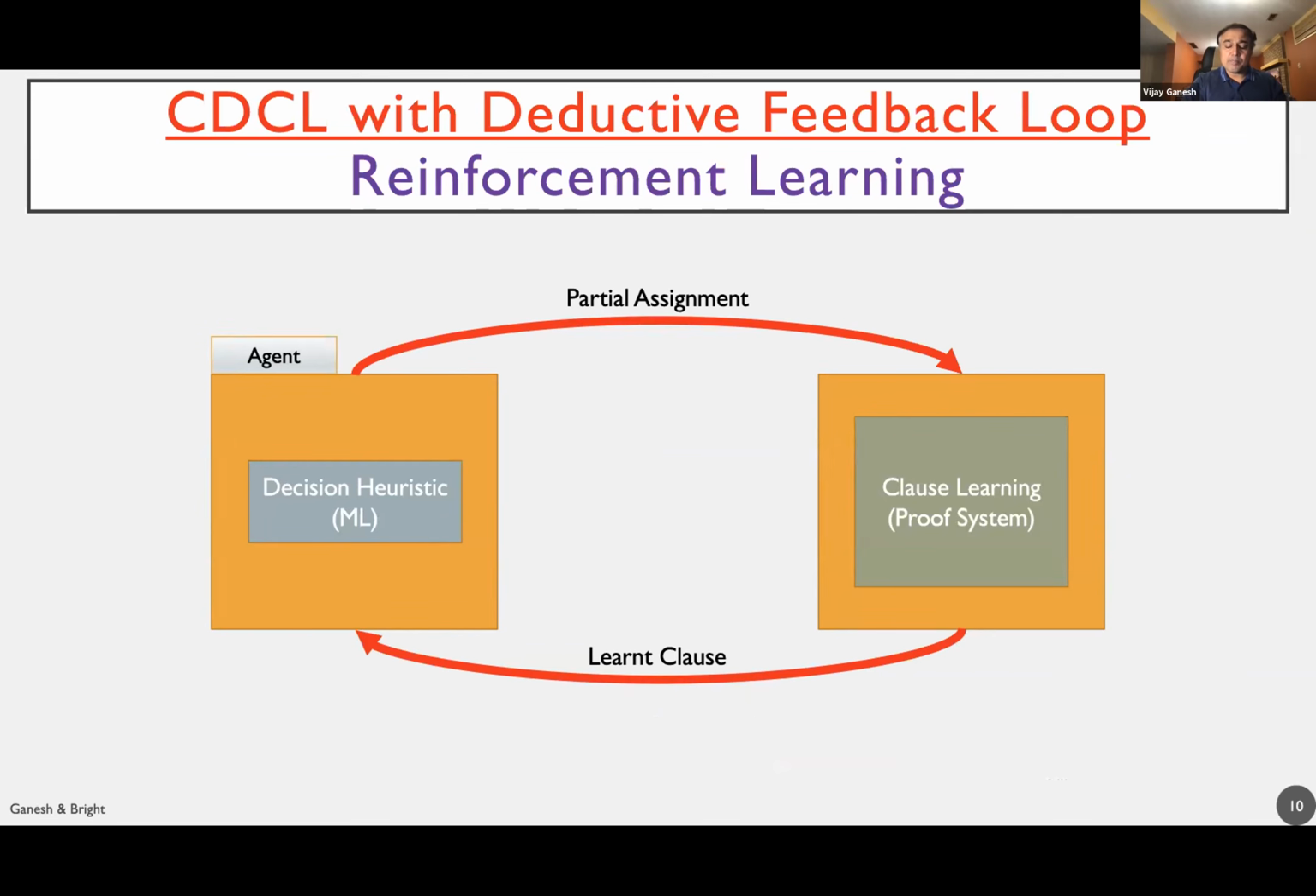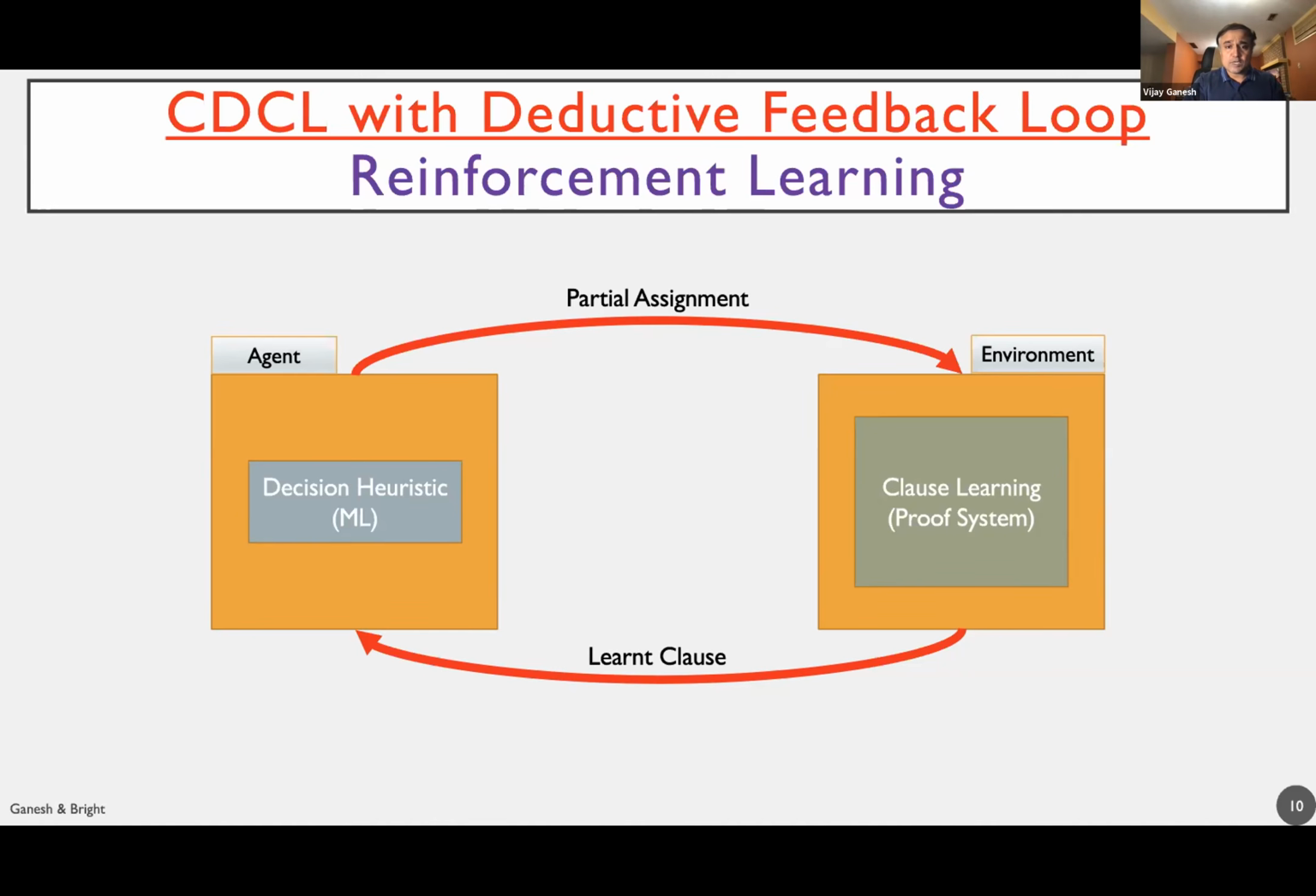And when the partial assignment is unsatisfying, it asks the environment or the teacher. The agent can be a student and the environment is a teacher. Why is it that this particular partial assignment is not satisfying for my input formula? And the clause learning system, which is the teacher here, will analyze and say, here is the true reason as to why this particular partial assignment is not satisfying. Learn this clause and avoid this part of the search space. This loop continues until you converge to the correct answer.